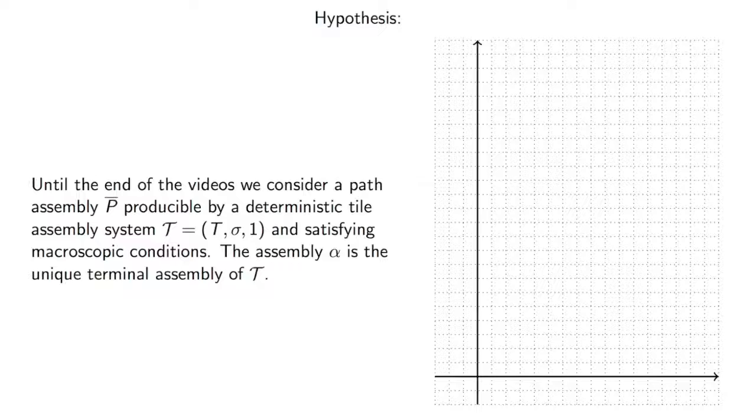The assembly alpha is the unique terminal assembly of the tile assembly system T. We will consider several bounds and functions throughout this video. The definitions can be found in the appendix of the article available online. The bounds are numbered from 1 to 6 by increasing order. B1 is less than B2 which is less than B3. The two functions defined in the appendix are psi and delta.